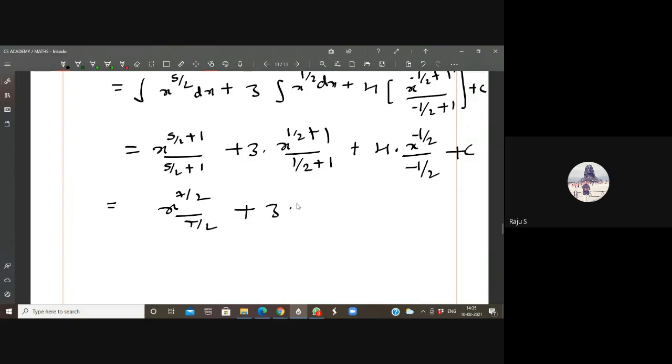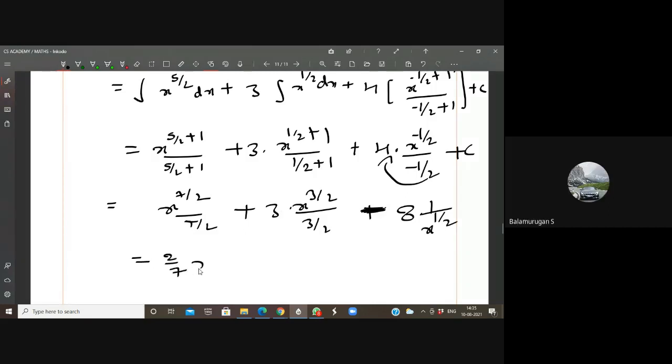Here 3 into x power 3 by 2 by 3 by 2, plus, see here, minus into plus is minus 8. It becomes 2 into 4, 8, x power minus 1 by 2, which can be written as 1 by x power 1 by 2. So finally the answer is 2 by 7. Sir, minus 1 by 2 plus 1 will be 1 by 2. Oh, minus becomes plus, sorry. Correct one. This is plus 1 by 2. Good.